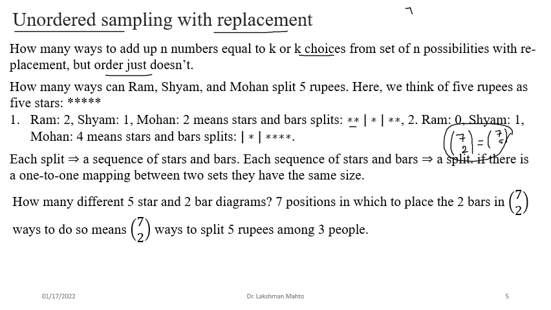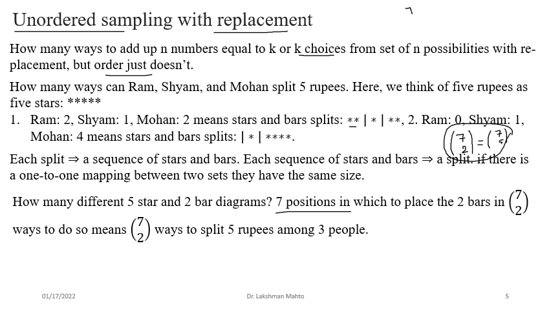So in the same way, the question of how many different splits of five rupees is converted into how many different arrangements of five stars and two bars there are. How many such arrangements are there? We can say there are seven positions in which we have to place two bars.